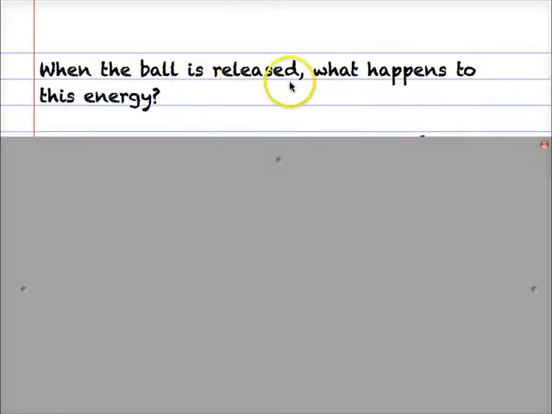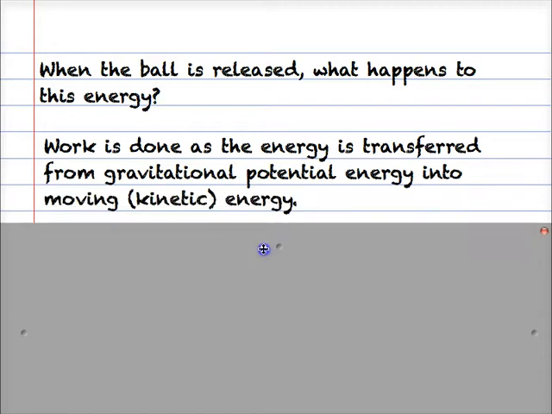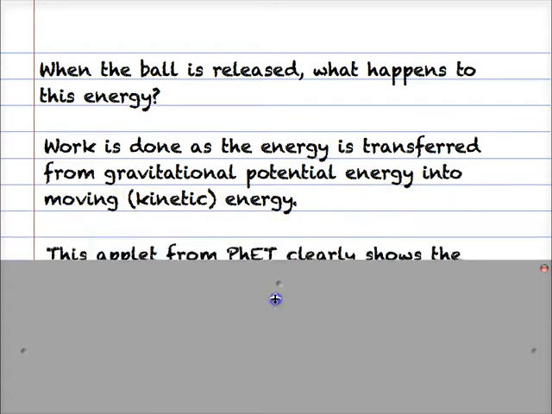So let's imagine now the ball is released. What happens to the energy that you've put into that ball? What happens to that gravitational potential energy? No prizes, you know that if you release a ball on a slope, the ball is going to roll downhill. As it gets lower and closer to the ground, it's going to lose that potential energy, and that potential energy is going to be converted into moving or kinetic energy.